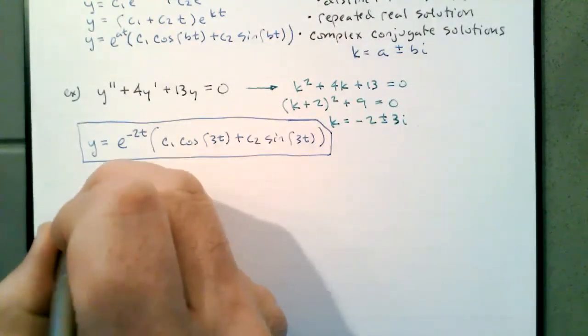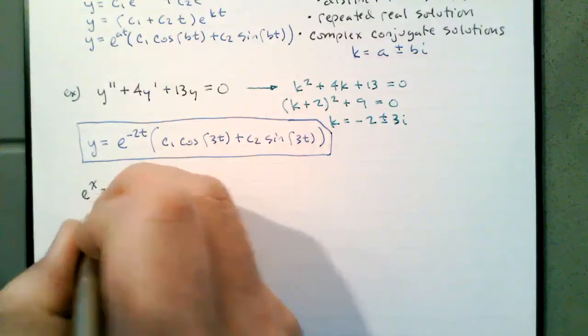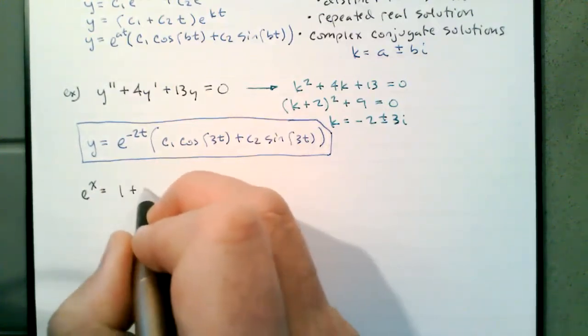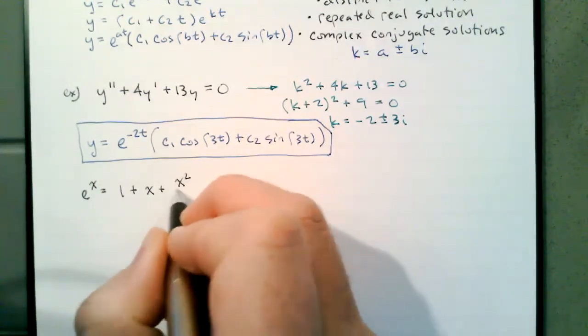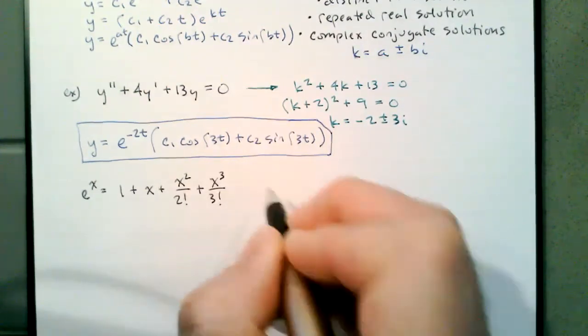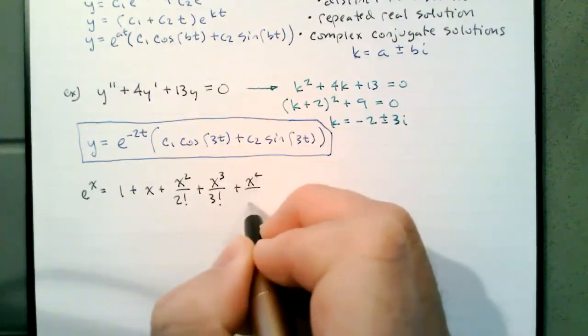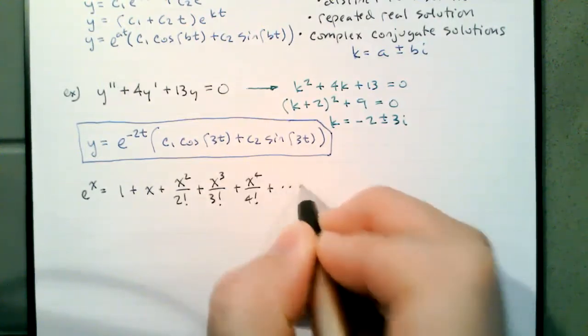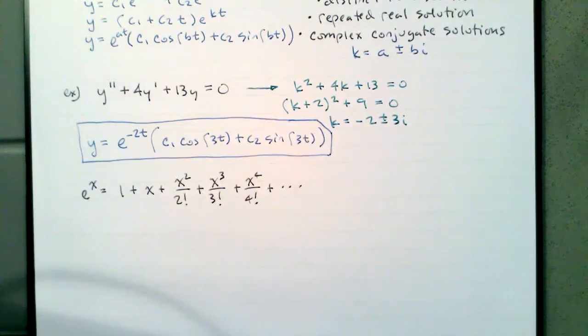We know that e to the x is 1 plus x squared over 2 factorial plus x cubed over 3 factorial plus x to the 4th over 4 factorial, and so on. Let's think about what e to the i times t looks like. Let's look at what happens if we plug an imaginary number into e to the x.